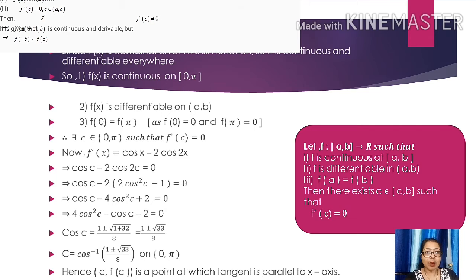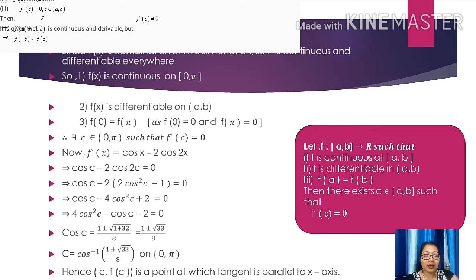Now what we will get, there will be a point c in the open interval 0 to pi such that f dash c is equal to 0. So first you have to get f dash x. It is cos x minus 2 sin 2x, sorry, 2 cos 2x. For the sin 2x derivative, it will be 2 cos 2x. So cos c minus 2 cos 2c is equal to 0.